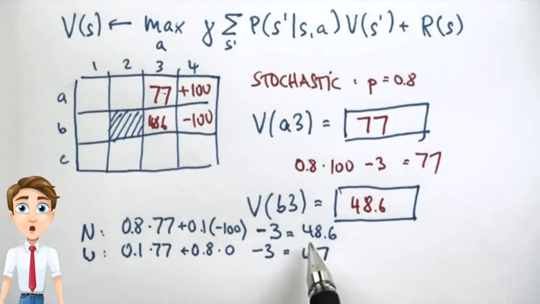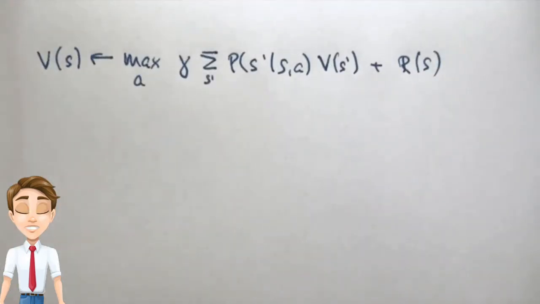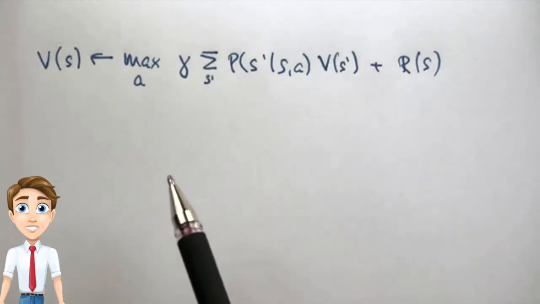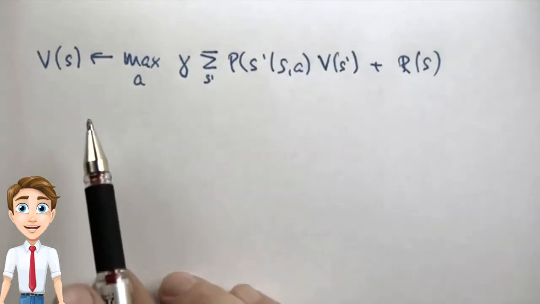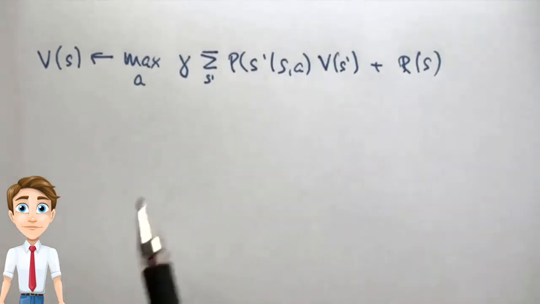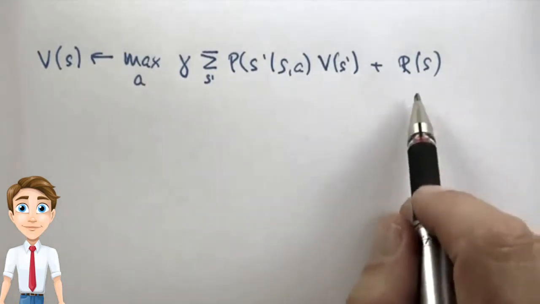So we will set it to 48.6. So now that we have a value backup function that we discussed in depth, the question now becomes, what's the optimal policy? And it turns out this value backup function defines the optimal policy. It's completely obvious here which action to pick, which is just the action that maximizes this expression over here.